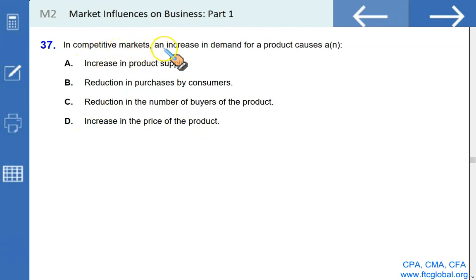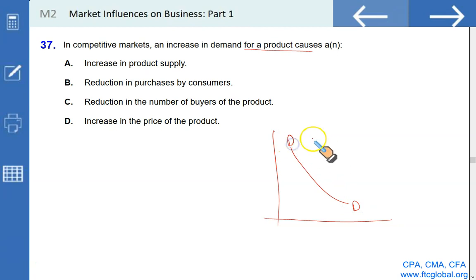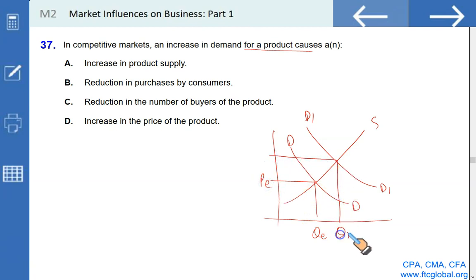In competitive markets, an increase in demand for a product causes an increase in demand. Let's say this is the original demand curve, DD, and it goes up to the new position, D1. And this was the original supply curve. Look at this, what has happened. This was the original equilibrium quantity and price, and now it has gone up. The equilibrium quantity has changed as well as the equilibrium price. So which of these is the right option then? Let's see one by one.